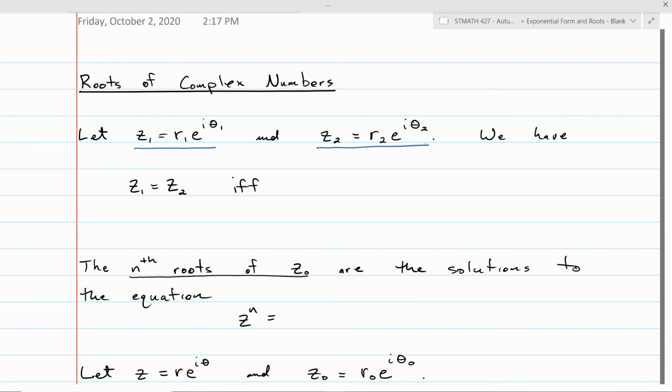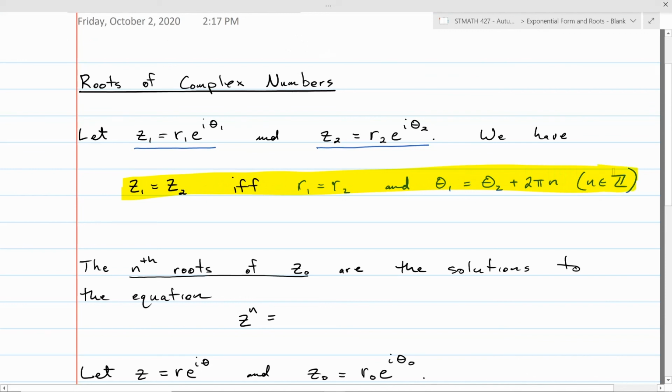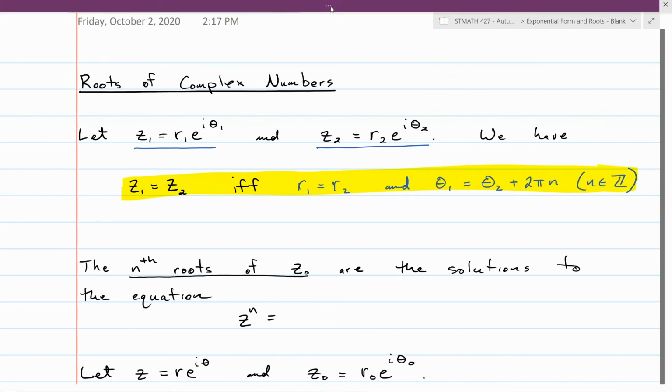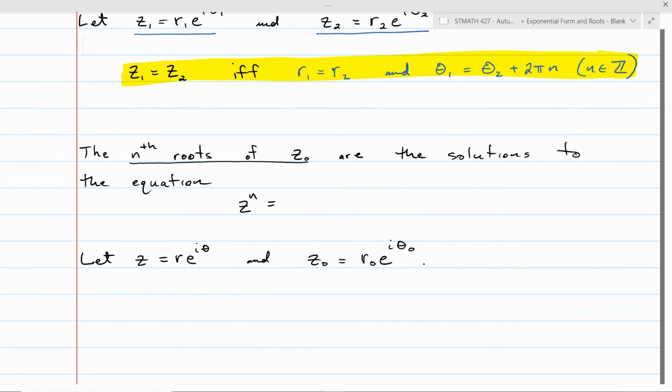Well, they're going to be equal exactly when they have the same radii. So we have r1 equals r2, and those two angles just need to be multiples of 2 pi apart. So we could say theta 1 has to equal theta 2 plus some multiple of 2 pi. So this is how we tell if two complex numbers in exponential form are equal: same radii, and the angles are multiples of 2 pi away from each other. That's important as we go forward because, well, you'll see. It'll come up here in a second.